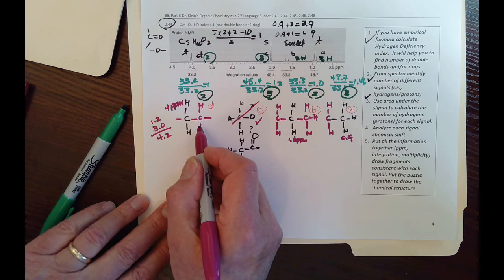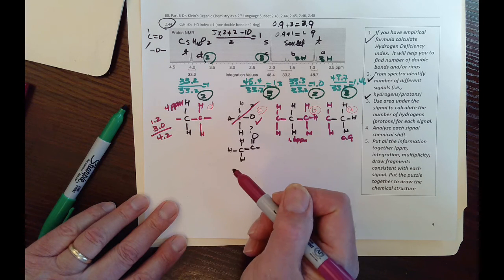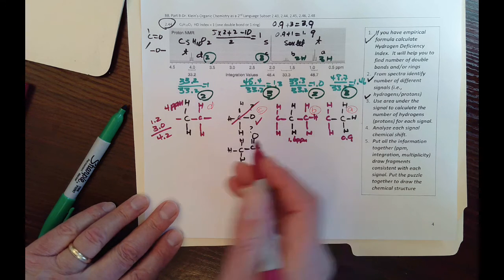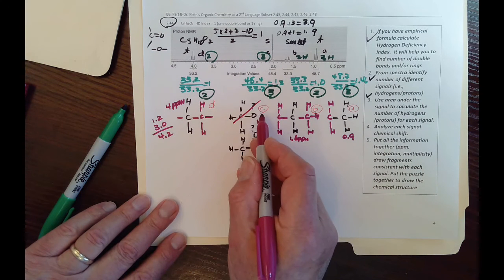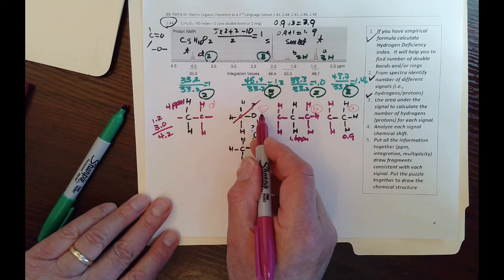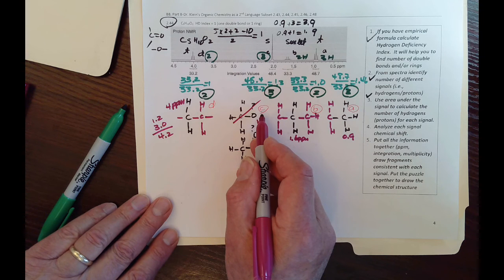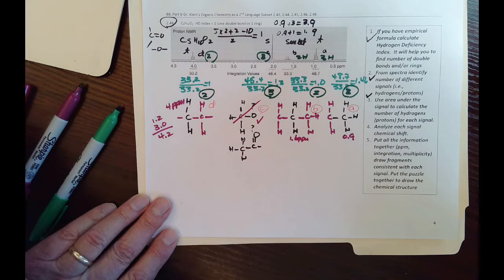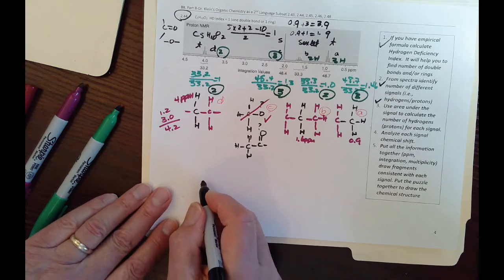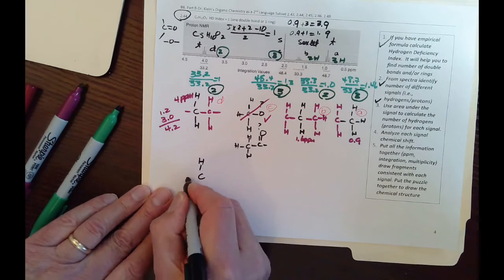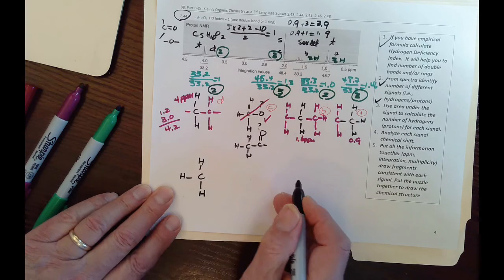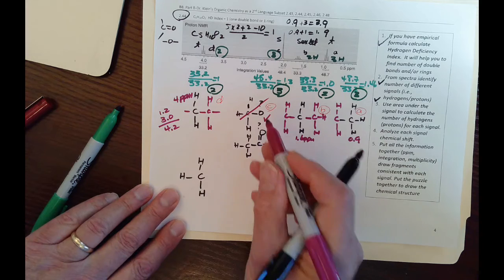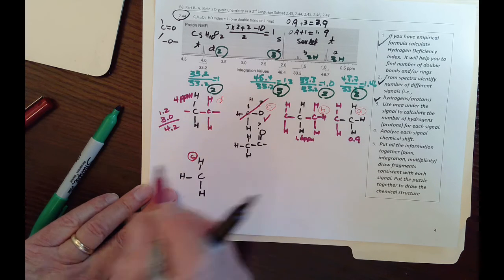So now we're going to put them together. Usually the easiest thing to start with is the one that doesn't have any split, or at least that's the way I think. So the one we're looking at is C. C doesn't have any split, it's a singlet. So let's draw that and see what we can get. If I draw a CH3, this would be my C.